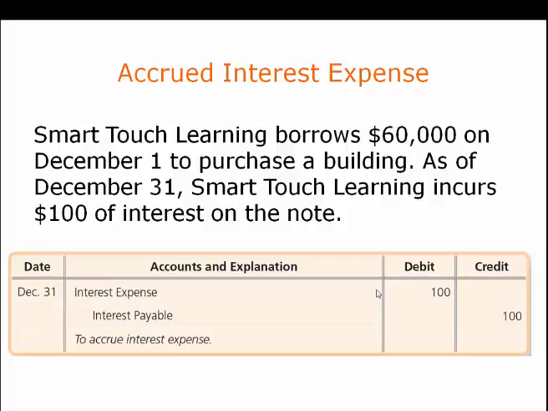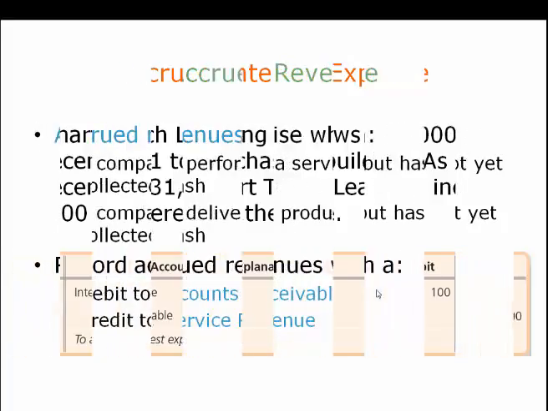Okay, Smart Touch borrows $60,000 on December the 1st to buy a building. As of December 31st, Smart Touch incurs $100 interest on the note. So what we want to do is record a debit to interest expense and a credit to interest payable, because they're going to have to pay that out later. And we'll come back and do calculations on how to come up with the interest later on. We're not covering that in this particular part of the class.